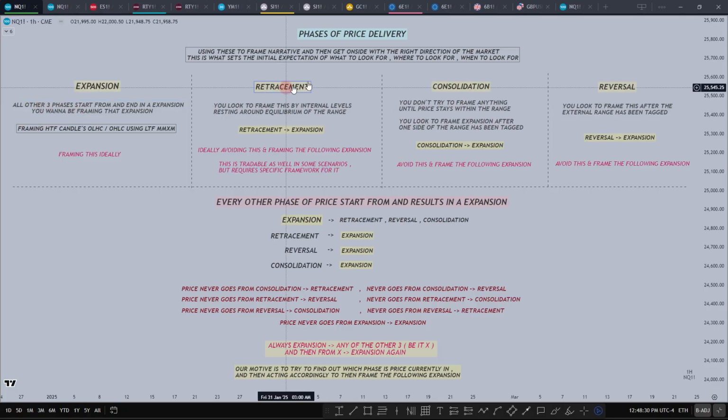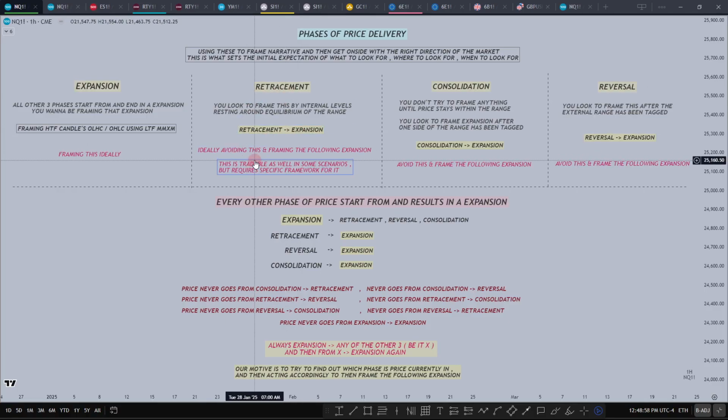All other three phases, retracement, consolidation, reversal, start from expansion and end in an expansion. We want to be framing that expansion. When the other phases end and result in an expansion, we want to be framing that expansion, ideally avoiding the phase itself and framing the following expansion which happens after it ends. Retracement is tradable as well.